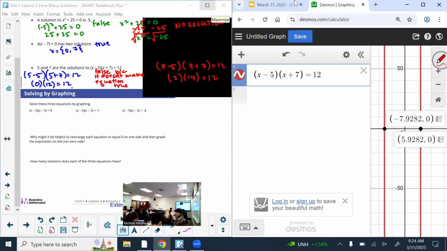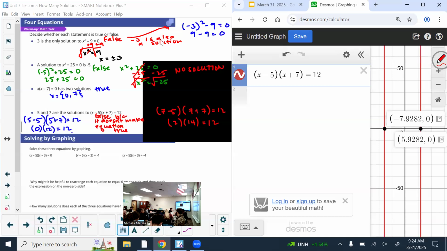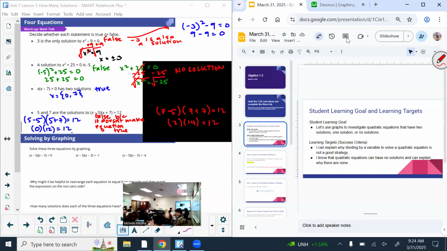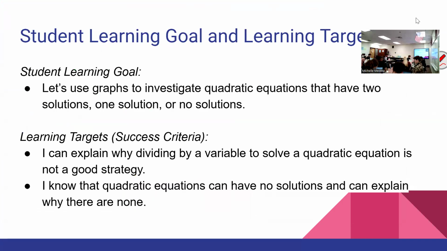Okay, so let's make sure we're sitting up paying attention. I feel like some of us zoned out, but this warm-up hit a lot of key skills. So today, the title of the lesson is called How Many Solutions? So we've talked about how many different kinds of solutions quadratics can have. Today, we're going to use graphs to investigate when they have 2 solutions, 1 solution or no solution.